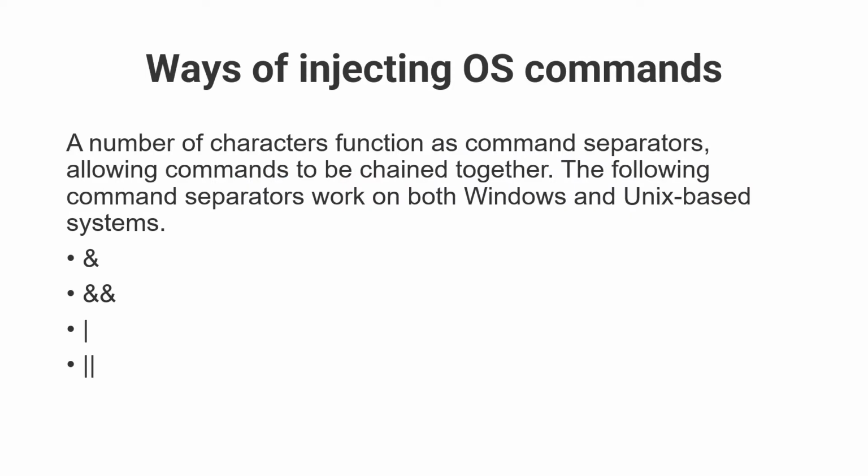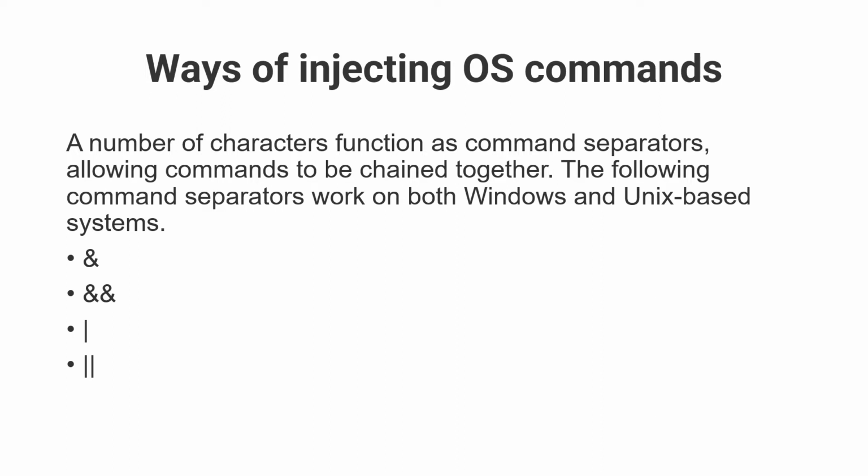And coming to the next slide, ways of injecting an OS command. A number of character sequences allow commands to be chained together. The following command operators work on both Windows and Unix-based systems. Actually, these are four operators we can use in Windows and Unix systems. In order to test an application for command injection vulnerabilities, try to use these operators to chain commands together. If you are able to run one extra command, the web application is vulnerable.